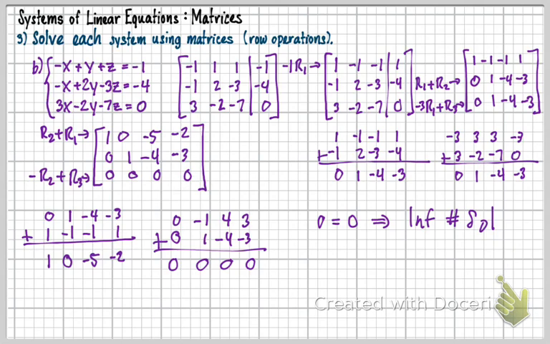Now, if this turned out to be no solution, this would have to be a number other than 0 here in the far right bottom corner. So that's how that works. And that's like 0 equals some number other than 0. So there's our answer.